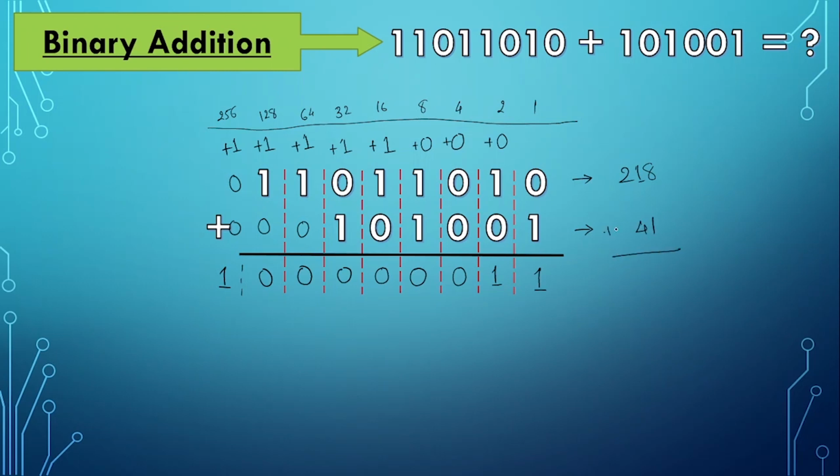So if you take addition in decimal number system, then 218 plus 41 will be 259. Now if you convert this 259, then let us see what is our sum in binary. So it is 1 plus 2 plus 256. So 256 plus 2 plus 1 will again give you 259. Okay, so in this way you can easily verify your answer whether it is correct or not.